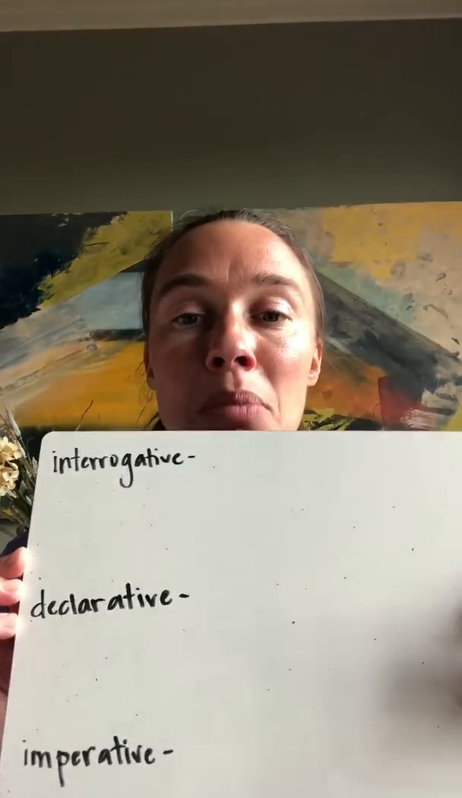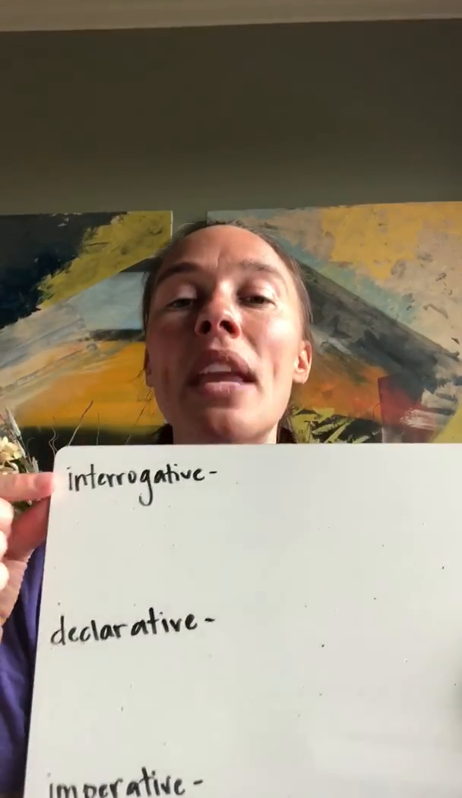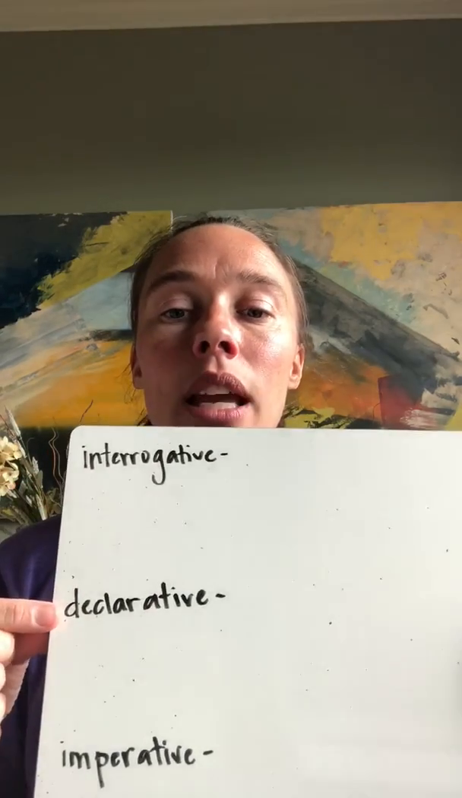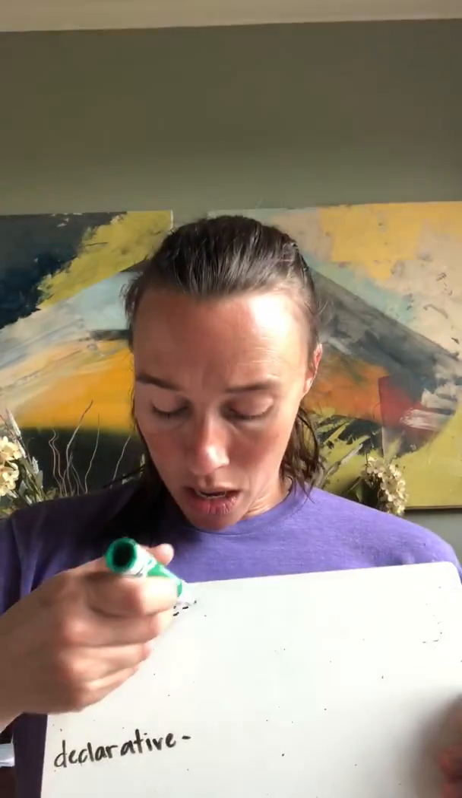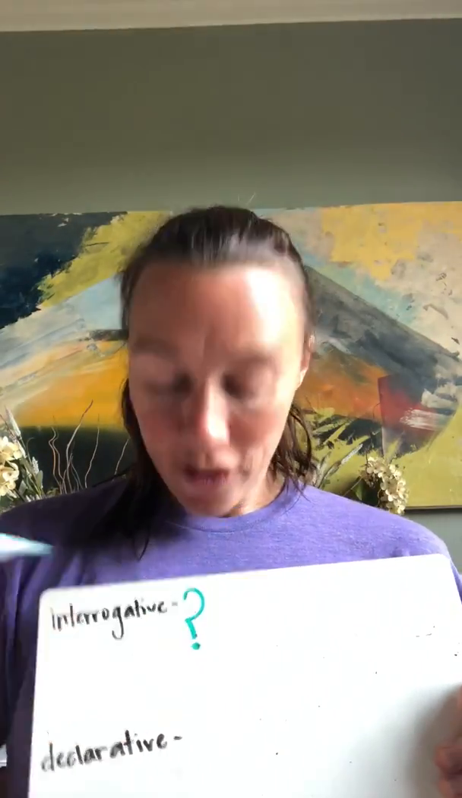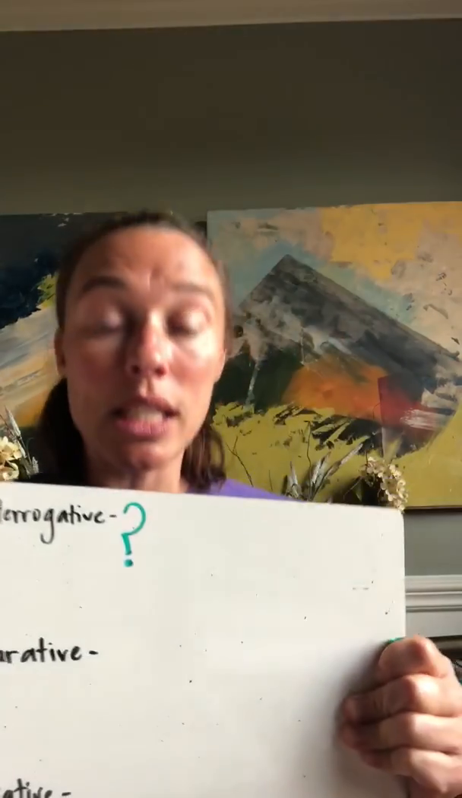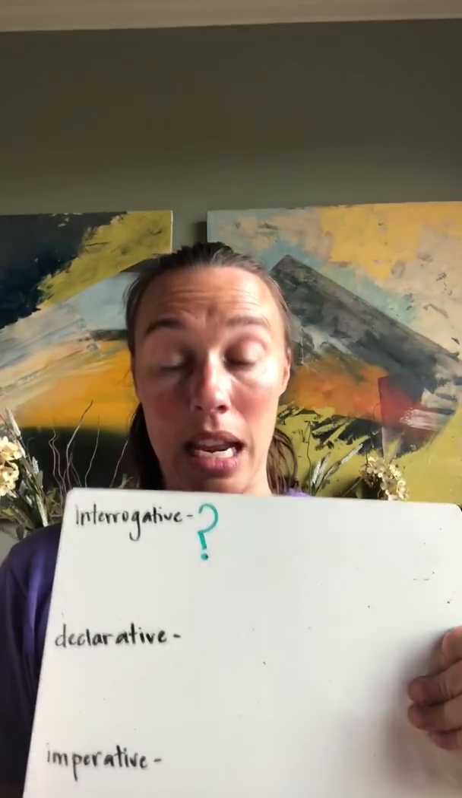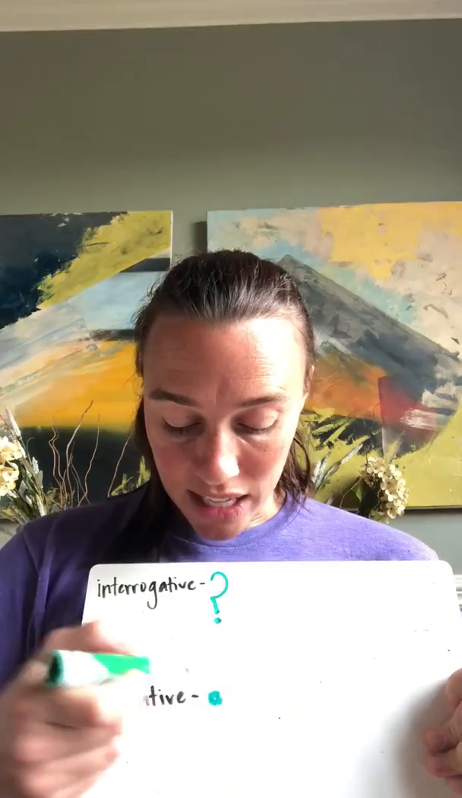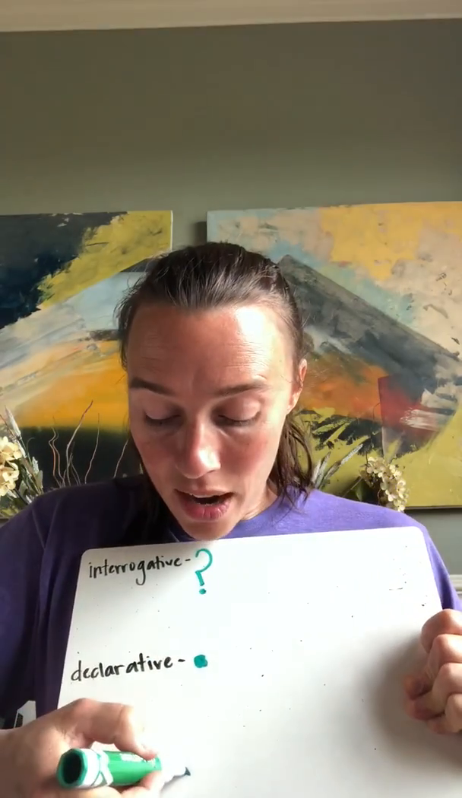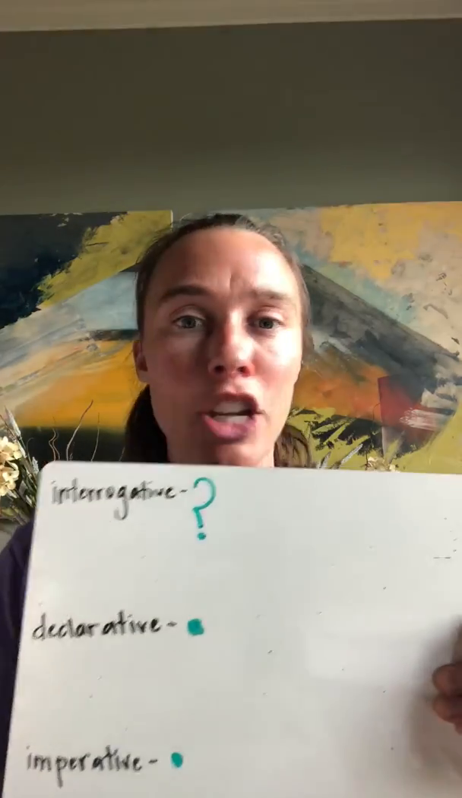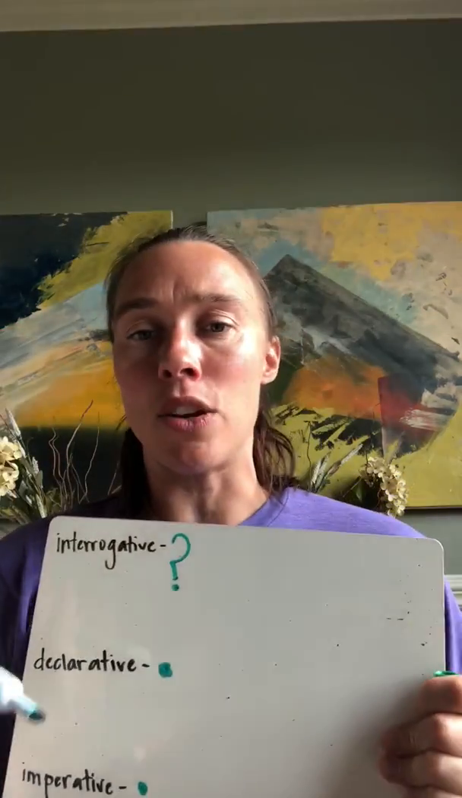So now let's talk about our 3 types of sentences. We can have interrogative, declarative, or imperative. Now I'm going to show you something. Interrogative, I've mixed them up this week. An interrogative is a question sentence. You're going to ask me something. A declarative is a statement. All you're doing is telling me something. And an imperative is a command. You are going to make somebody do something.